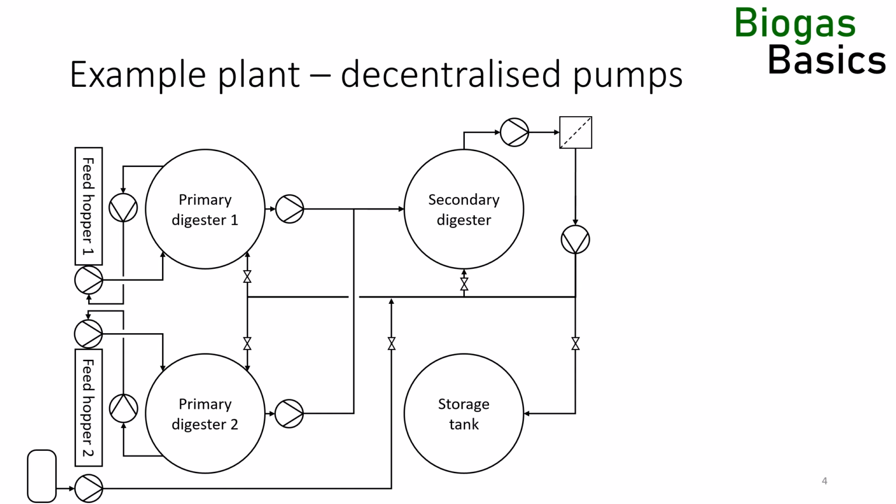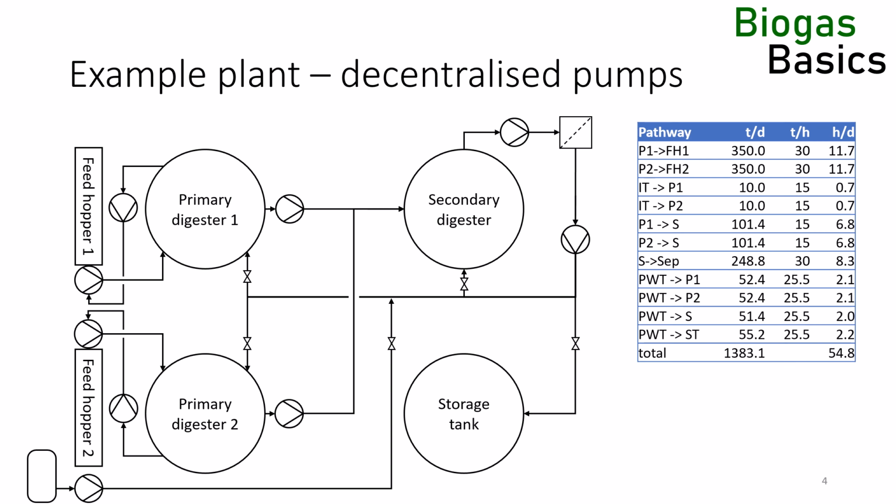The decentralized system has 7 pumps, excluding the liquid feeding system, but only 5 valves in the process water and liquid feedstock header. Because the pumps can run independently of each other, they can be sized for smaller volume flows. The table shows the pump flows and times.